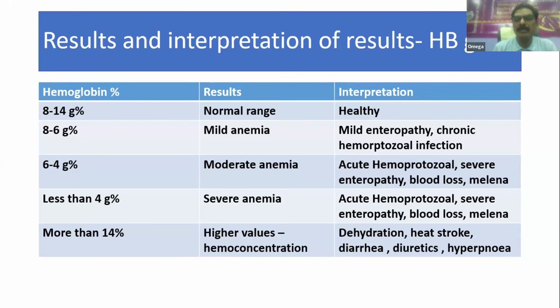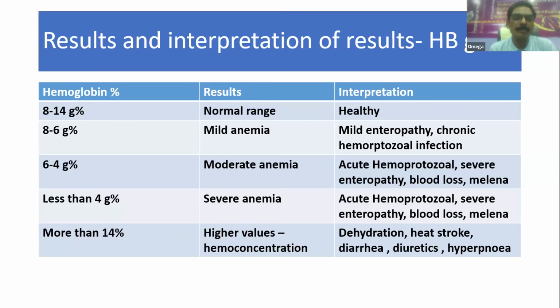Now the conditions remain somewhat the same. So 8 to 14 will be called healthy. Mild anemia may be due to mild enteropathy, chronic hemoprotozoal infections. Moderate anemia: acute hemoprotozoal diseases, severe enteropathy, and blood loss and melena. Severe anemia: acute hemoprotozoal disease, severe enteropathy, blood loss, and melena.